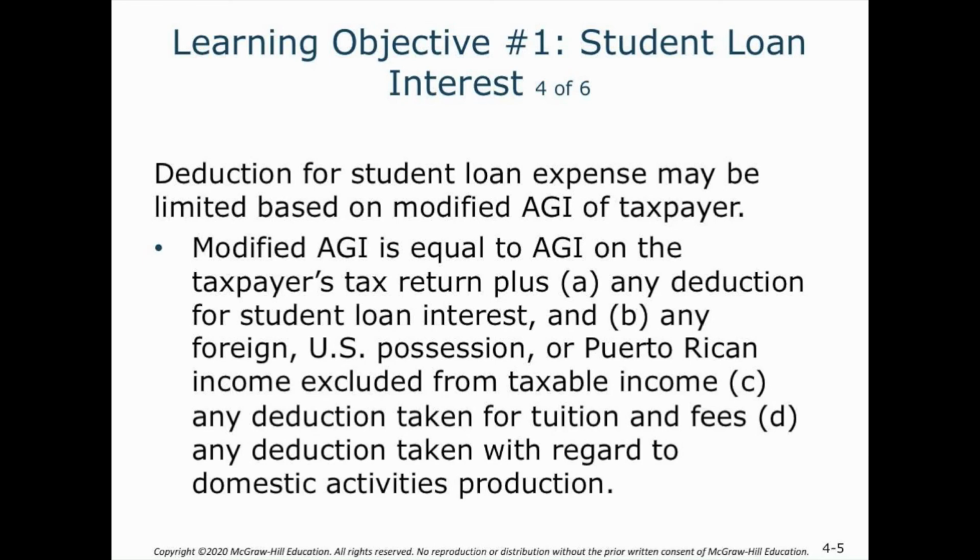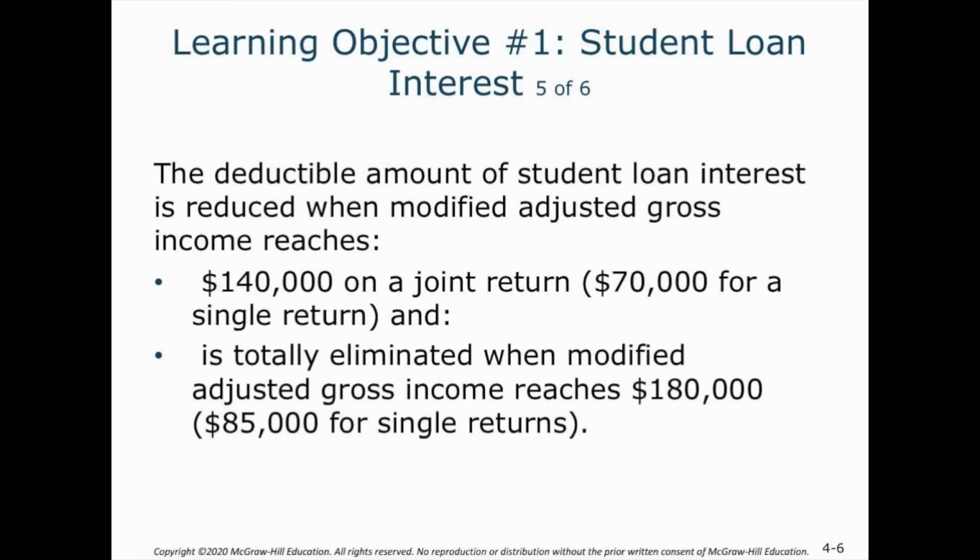Additionally, the ability to take this deduction is going to do what's called phasing out based on the modified AGI. So for the student loan deduction, it's going to have a reduction when the modified adjusted gross income for a single individual is 70,000, which is when it's going to start, up to 85,000 when it's going to be fully phased out. For a married joint return, 140,000 is going to be when the phase out begins. And even though the slide says 180,000, it's actually 170,000 when the ability to take the deduction is going to be fully phased out.